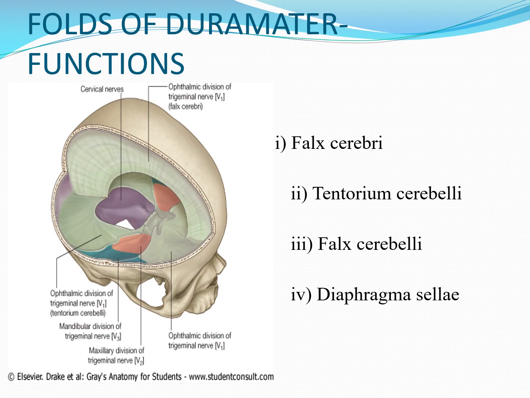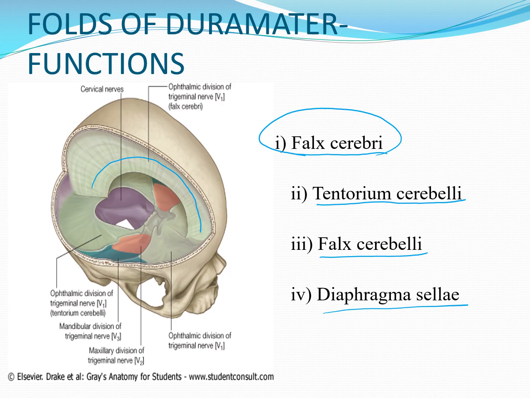So here you are seeing the folds of dura mater. You have the falx cerebri, tentorium cerebelli, falx cerebelli, and the diaphragma sellae. These are the folds of dura mater. You can see here a sickle shaped fold, and that is known as falx cerebri. Why is it called falx cerebri? Falx means sickle. This fold of dura mater is sickle shaped, and that is why it is called falx. It is called cerebri because it is present in between the two cerebral hemispheres.